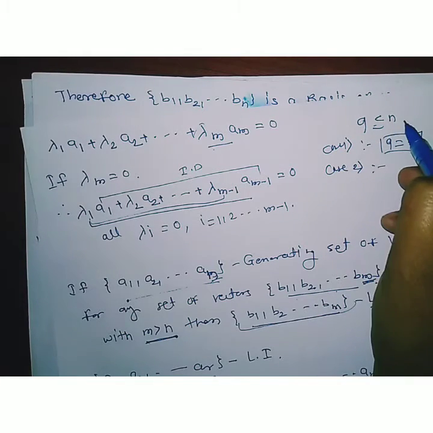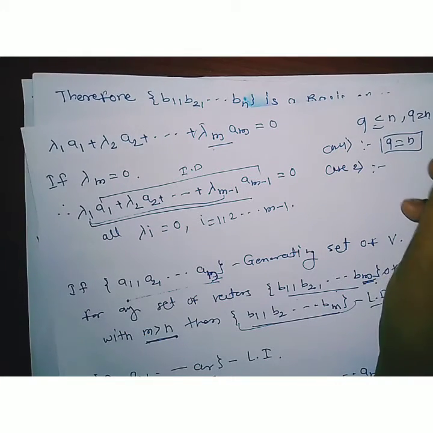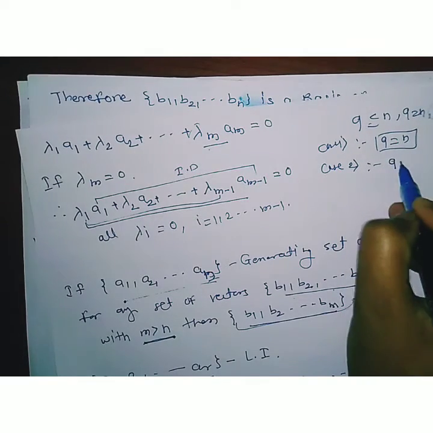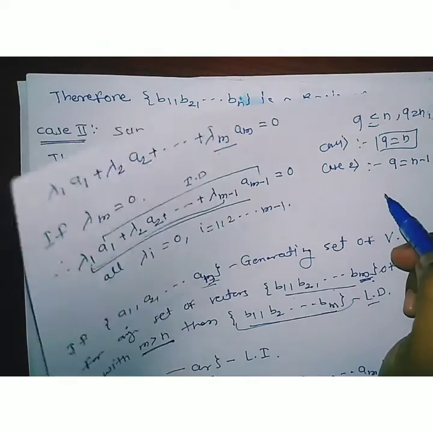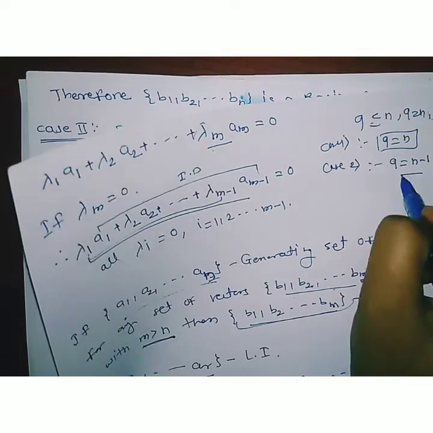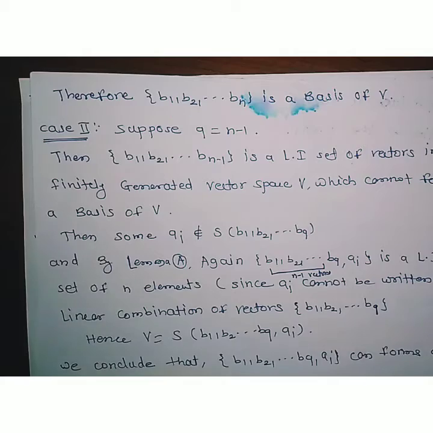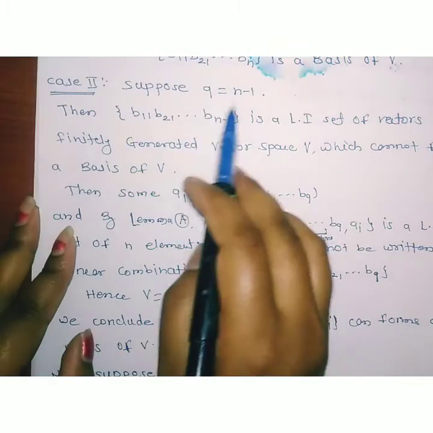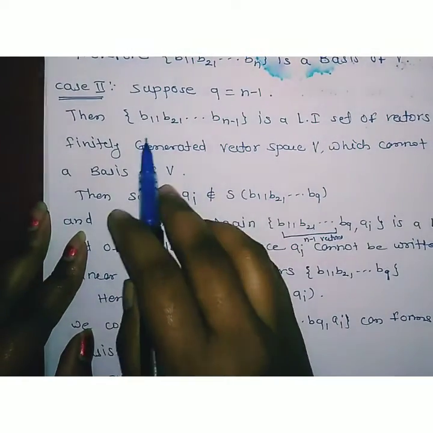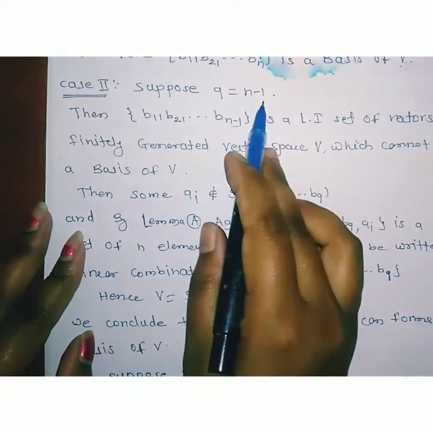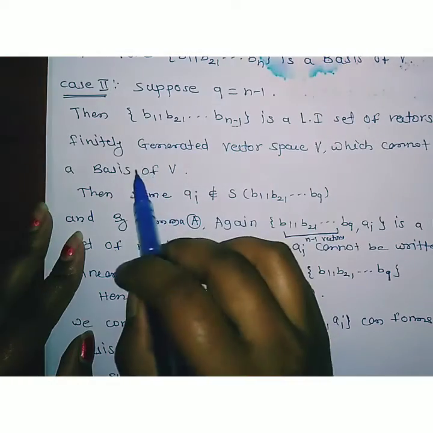Now the second case. What does q less than n mean? q strictly less than n means q has a value which is less than n. So in the second case we consider q as n minus 1. Suppose q is equal to n minus 1, then we put q as n minus 1.